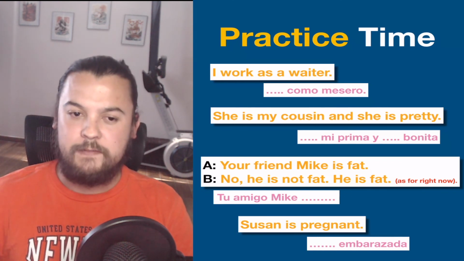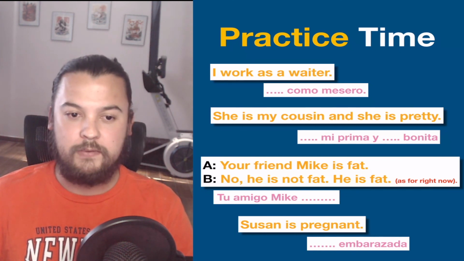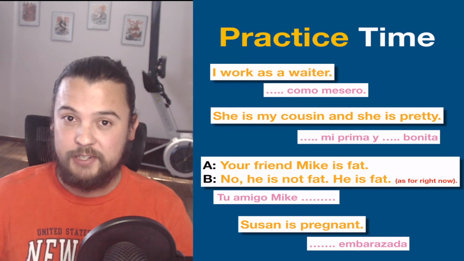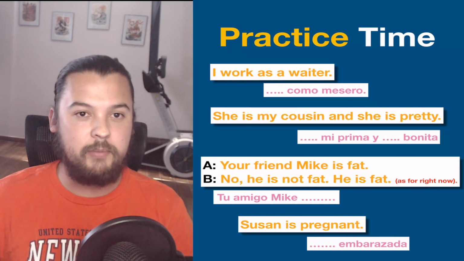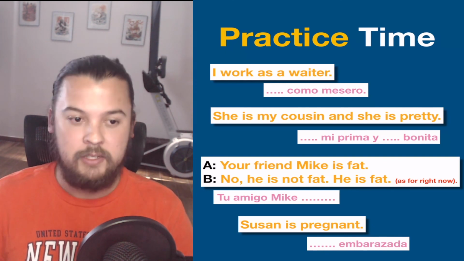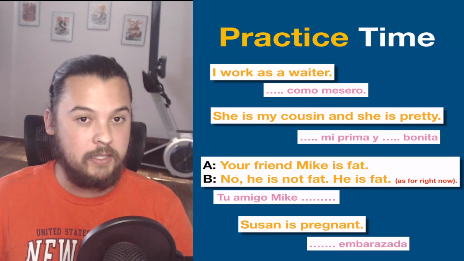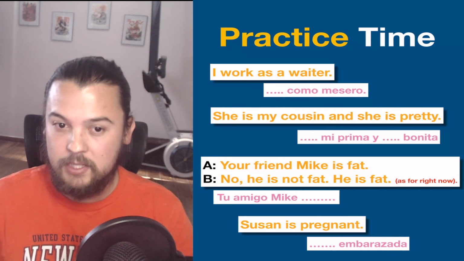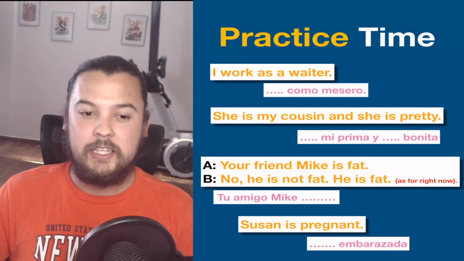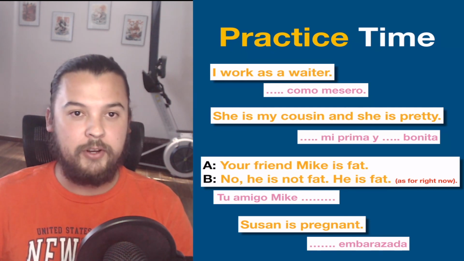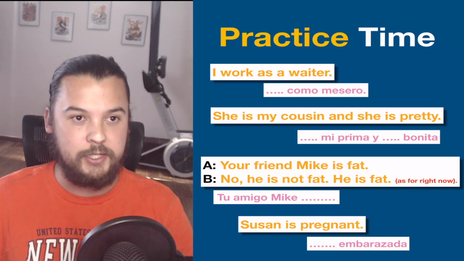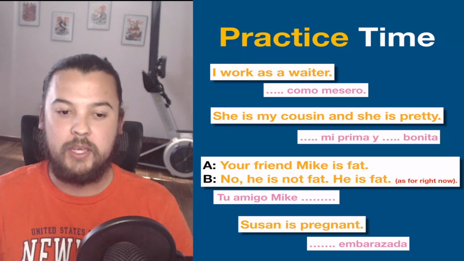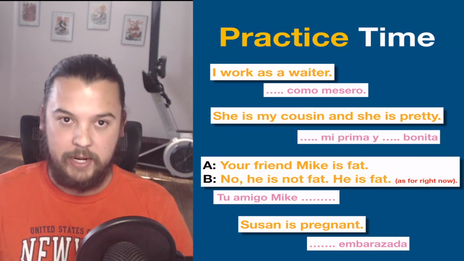Your friend Mike is fat. No, he is not fat. He is fat as for right now, there is a change, right? Try to use the correct verb for that change. Tu amigo Mike is fat. No, he's not fat. He is fat, as for right now. And finally, Susan is pregnant. Remember, pregnancy is a change because originally you were not pregnant. So which one would be Susan is embarazada?